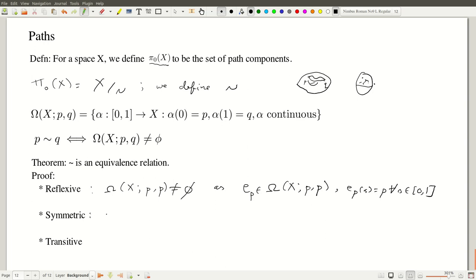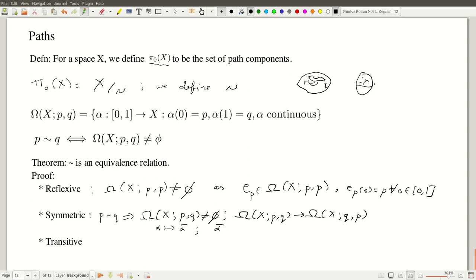How about symmetry? Symmetry is even nicer. Suppose we have P is equivalent to Q. This implies that, of course, omega of x P Q is non-empty. Then we define a function from omega of x P Q to omega of x Q P. So if the first set is non-empty, so is the second set. This is the function which will map alpha to alpha bar, where alpha bar of s is alpha of 1 minus s.